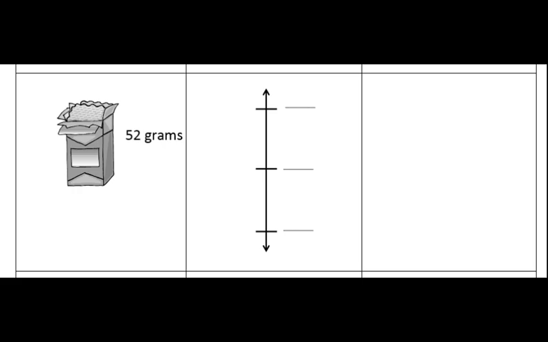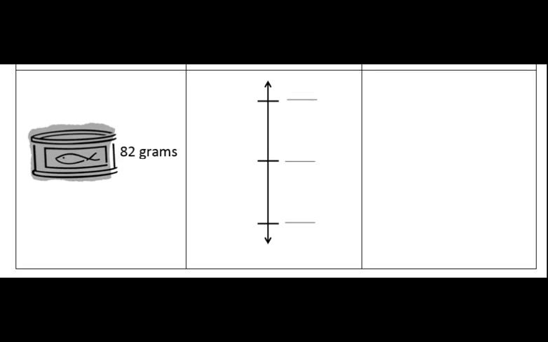Next, I have a box of something, and it weighs 52 grams. We're going to round that to the nearest 10 grams. So 52 grams would fall between 50 grams and 60 grams. The midpoint between 50 and 60 is 55 grams. Now let's place 52 on our number line, about here. Since 52 falls below the midpoint, we will round it down. 52 grams rounded to the nearest 10 grams would be equal to 50 grams.